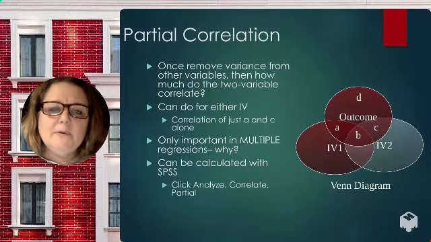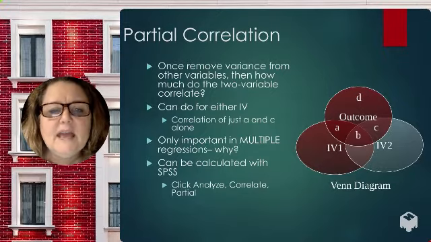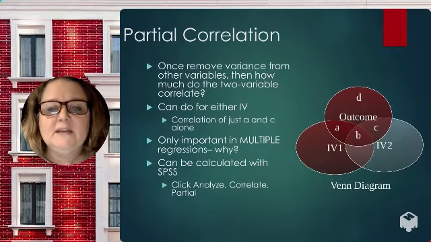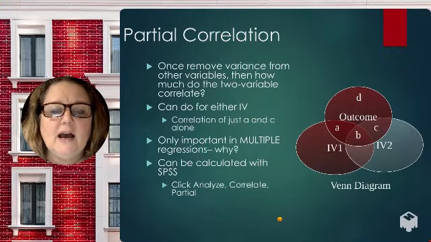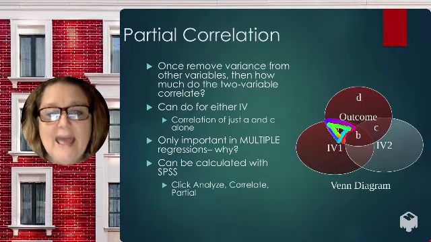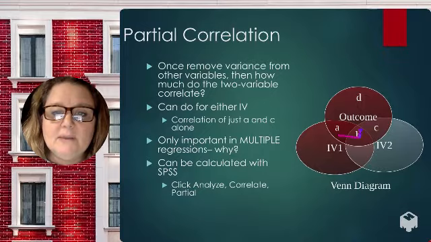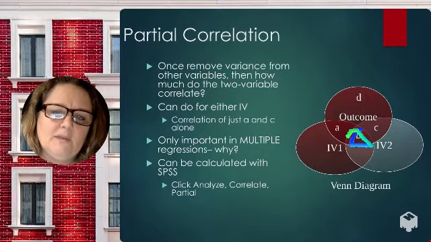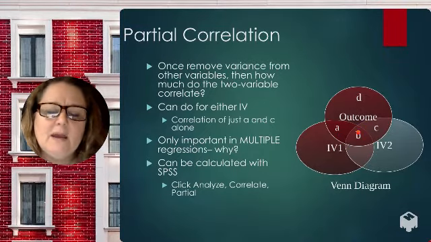You can also get output on something called partial correlation. And a partial correlation, what it does is it removes the variance from the other variables, and then it tells you how well that one predictor or independent variable can predict the outcome. You can do it for either one of these, but it's just for IV1, it would be just looking at this section alone. A partial correlation would look only at section A. It's important in multiple regression because we have this B section and we never really know how big it is, right, until we kind of parse it all out.